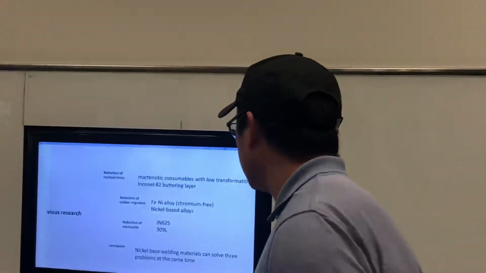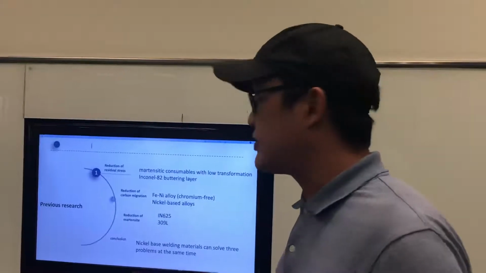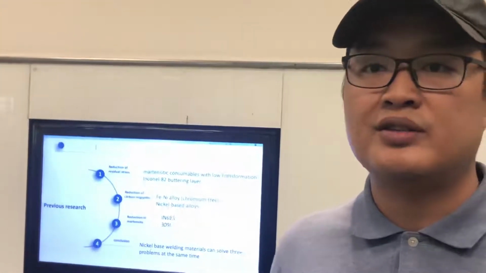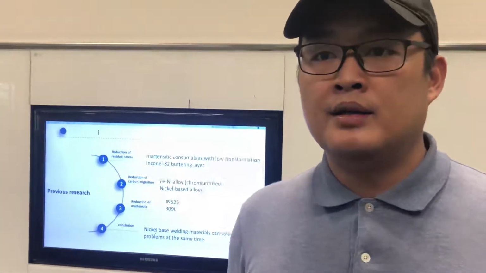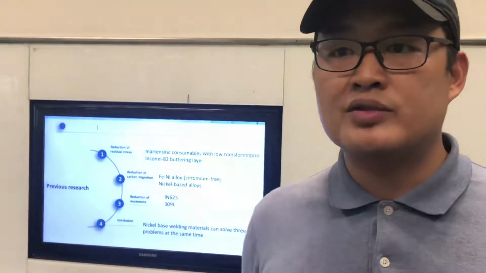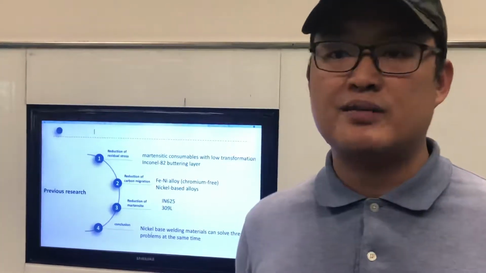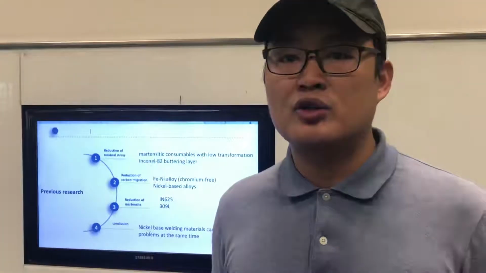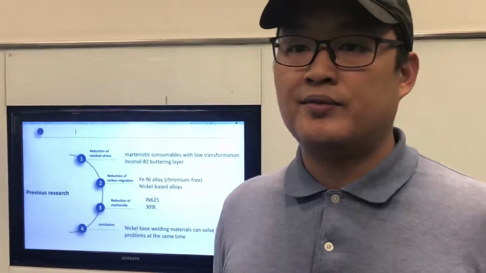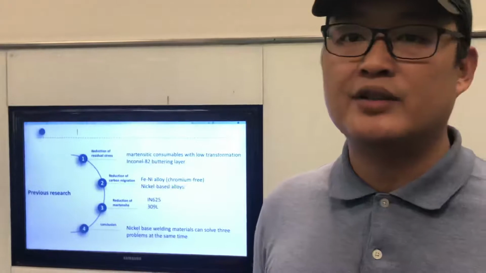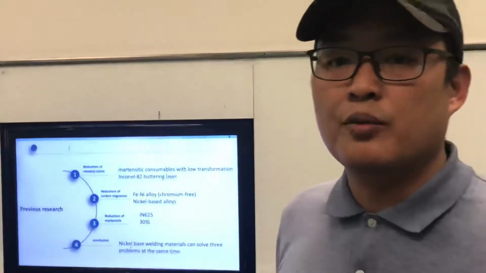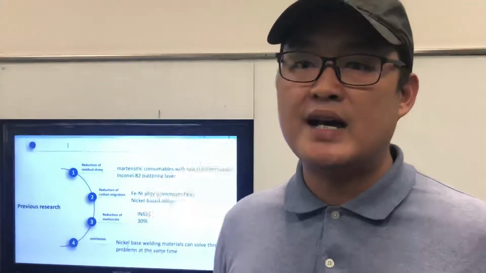Now I'd like to talk about previous research. Previous research shows that an austenitic consumable with low transformation temperature could improve the residual stress of austenitic and ferritic joints. This is because the stresses related to the transformation compensate for thermal contraction stresses during cooling. However, sacrificing other properties of the metals for the reduction of the residual stress of the weld is not a feasible method.